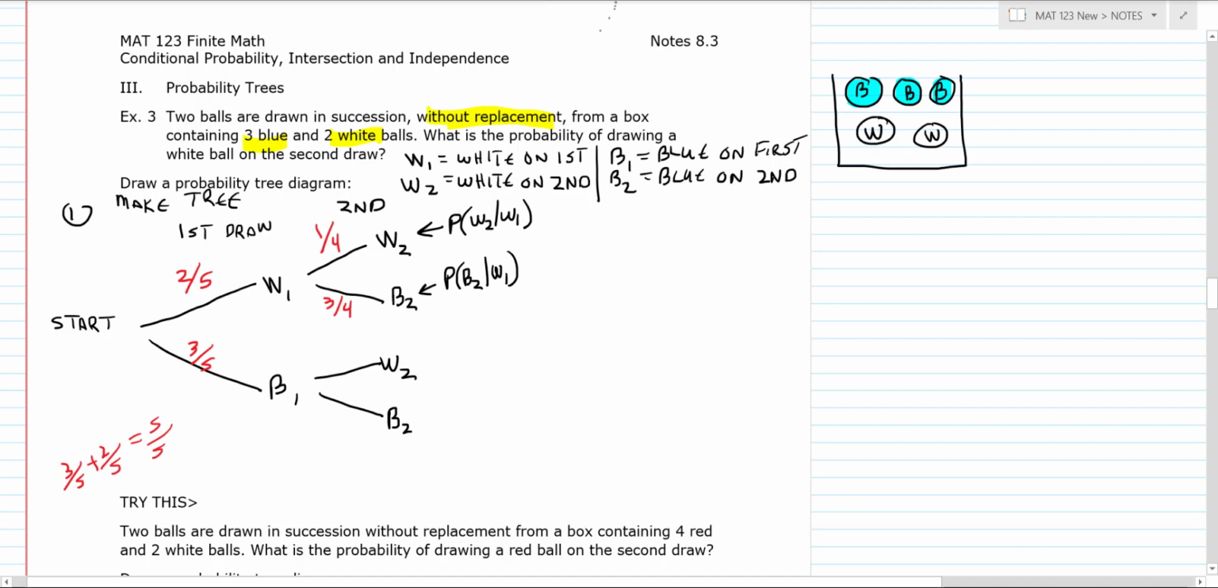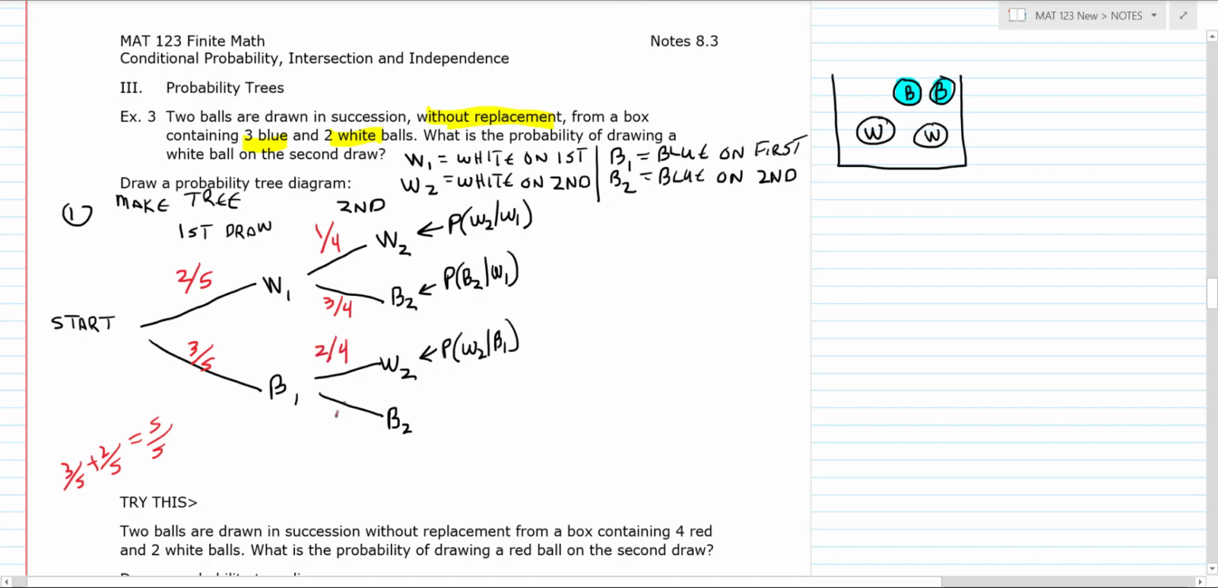Now what we're going to do is go down here. This is really the probability of getting a white on the second draw, given that you got a blue on the first draw. So let's take out a blue and don't put it back in. That's what the without replacement means. So the probability of getting a white now is 2 out of 4.